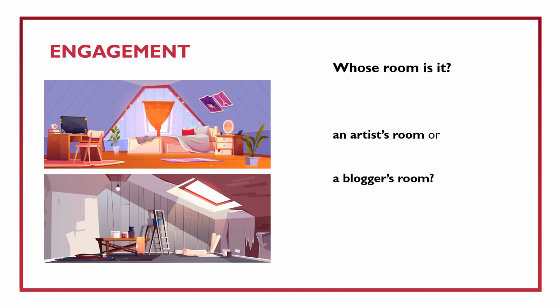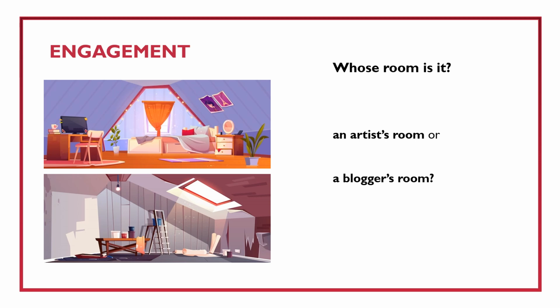Good. Now, please take a deeper look at the two photos on this slide. As you see, we have two pictures. We have two rooms. We have an artist's room and a blogger's room. So if you don't know the meaning of the word artist, and also blogger, I can tell you, an artist is a person who draws, paints, or makes artwork, like sculptures, paintings, etc. And a blogger is someone who writes about their thoughts and experiences on the internet and shares those experiences with other people. So, now, what's your guess?